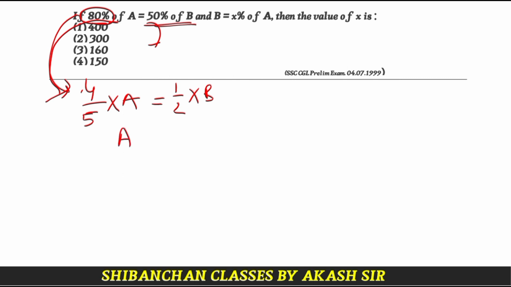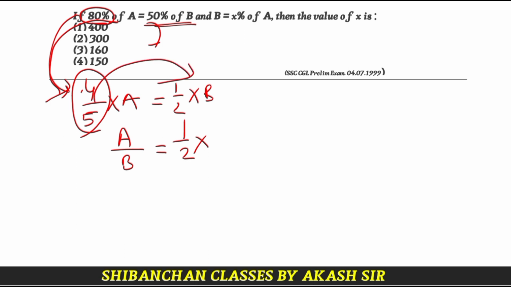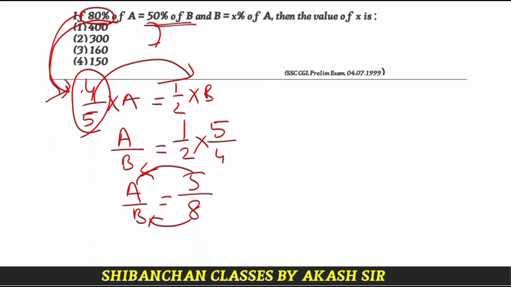Now simply A upon B equals 1 by 2 into, and this is a fraction, that's why if it goes beyond this side it will reverse itself. That means the reciprocal of this part will be used here. Then you tell me A by B equals 5 by 8. Now 5 represents A and 8 represents B. We can take it.